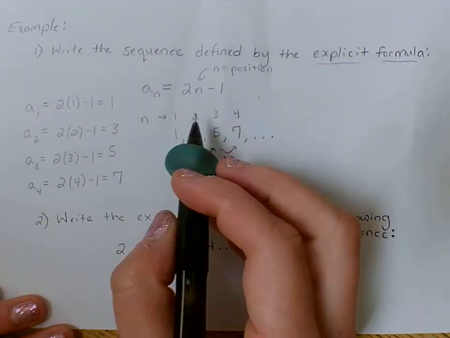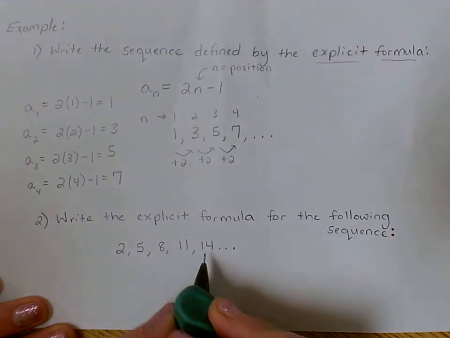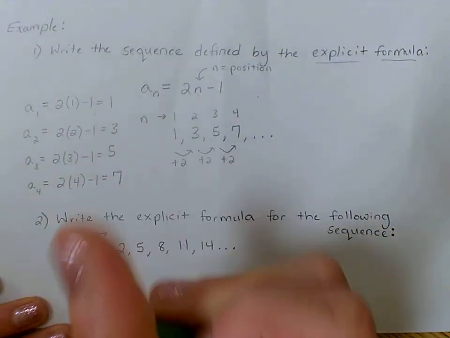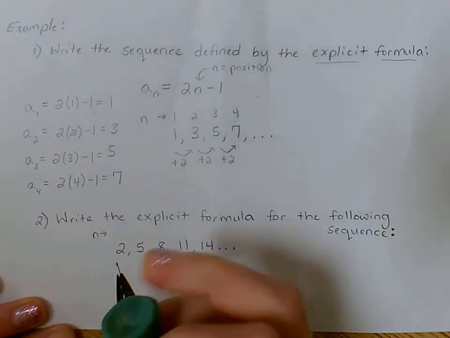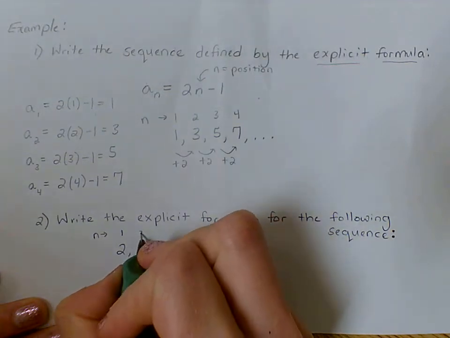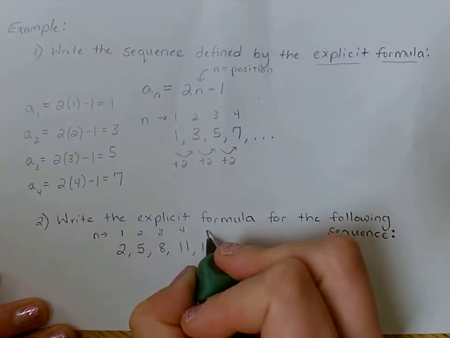Okay, well, like I was saying up here, you could look at the positions of each of these terms and kind of try to reason through it. So that would be my n. So what's the position of this term? Well, this would be the first term. This would be my second term. That would be my third, my fourth, my fifth.